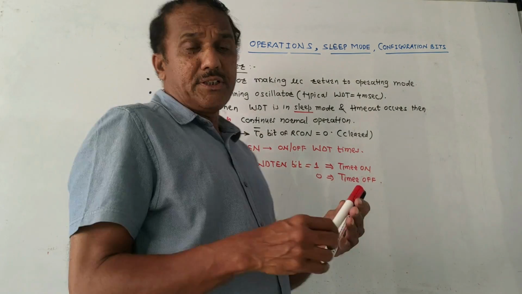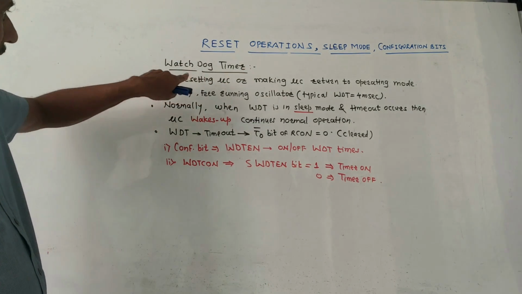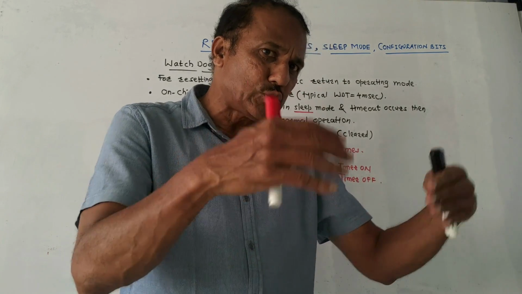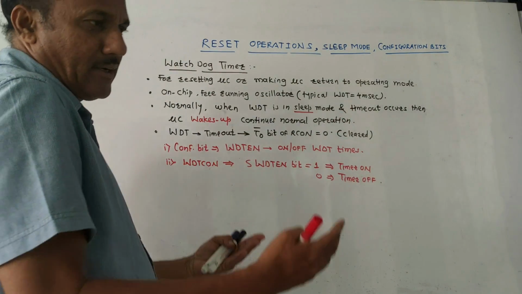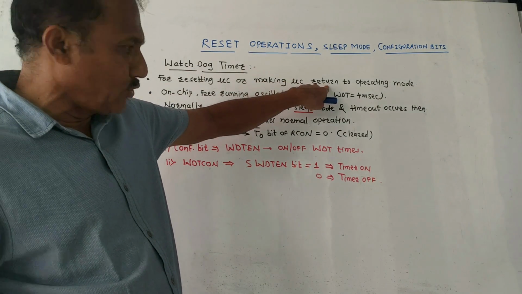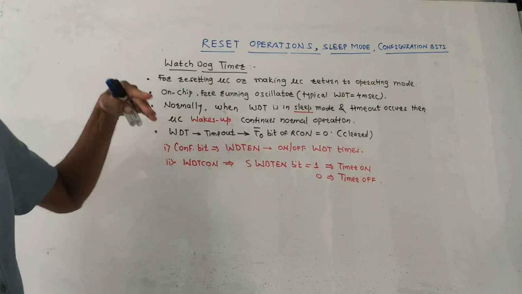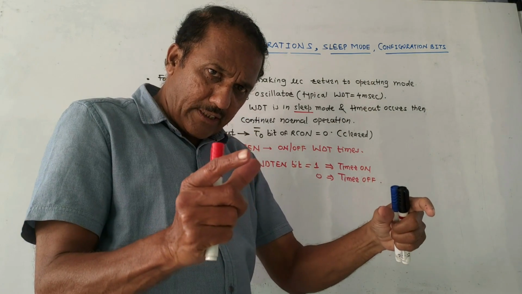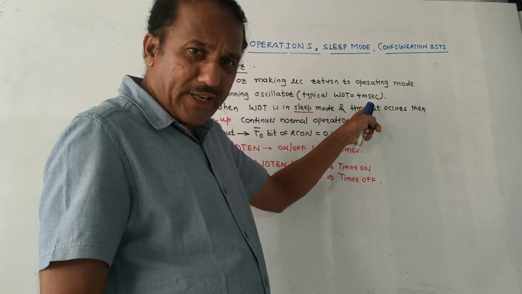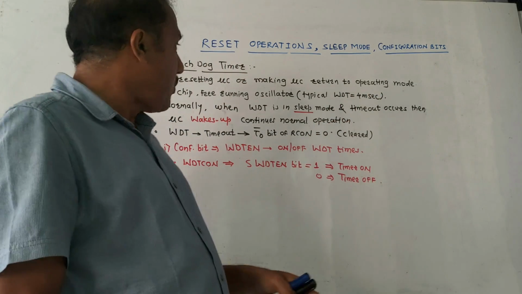Yet another important timer related to resetting condition is watchdog timer. It is basically used for resetting the microcontroller, as well as to restart the microcontroller in normal operating mode. So for resetting the microcontroller or making the microcontroller return to the operating mode, this watchdog timer is used. It is an inbuilt oscillator, which is basically providing a typical delay of 4 milliseconds, that is WDT, watchdog timer delay, which is 4 milliseconds.